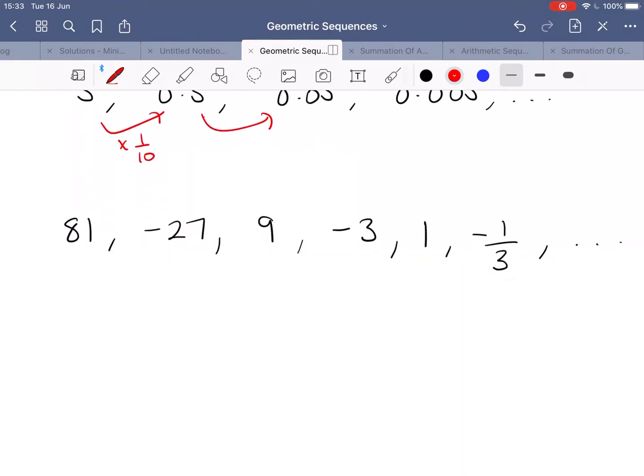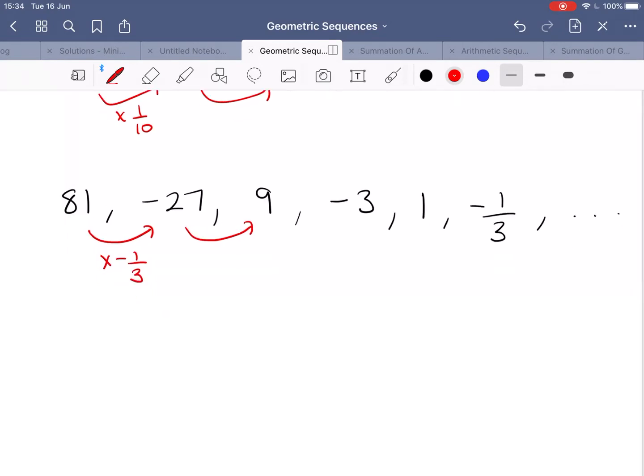And we can even have sequences that look like this, where the sign changes. And again, we've got smaller. It looks like it's being divided by 3, but what's the same as being divided by 3? It's being multiplied by a third. And because it's changing sign each time, it's being multiplied by -1/3.